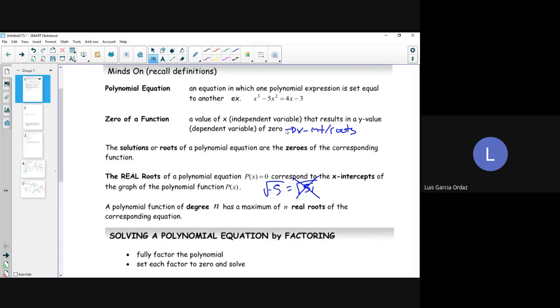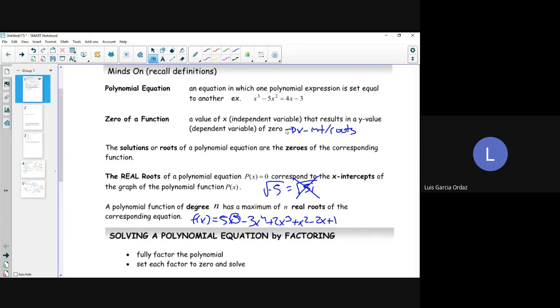So a polynomial function of degree n has a maximum number of n real roots of the corresponding equation. So if we have f of x is equal to 5x^5 minus 3x^4 plus 2x^3 plus x squared minus 2x plus 1, how many x-intercepts would be the maximum for this? Or how many roots? 4. Oh, wait, 5. So remember, roots has to do with the degree. Turning points is the degree minus 1.